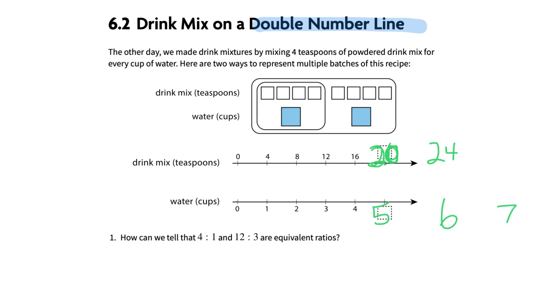Or 7 cups of water and 28 teaspoons of drink mix, and we could just go forever and ever. So the question right here is, how can we tell that 4-to-1 and 12-to-3 are equivalent ratios? How can we tell that 4-to-1 right here and 12-to-3 are equivalent ratios? Well, one, they both show up on the same double number line. But another way for us to think of it is, here's our 4-to-1, here's our 12-to-3.